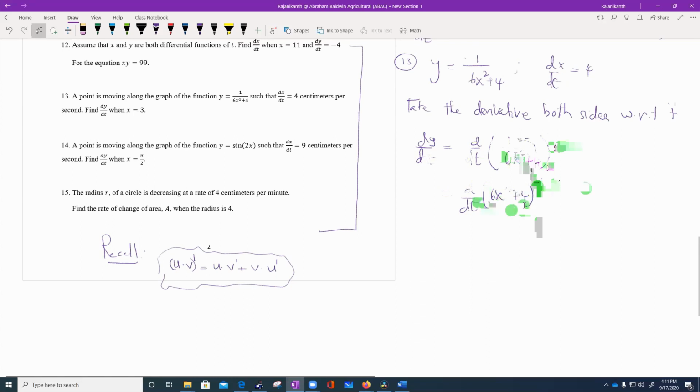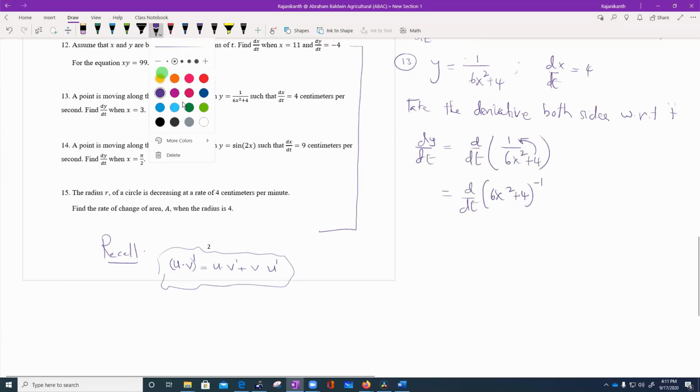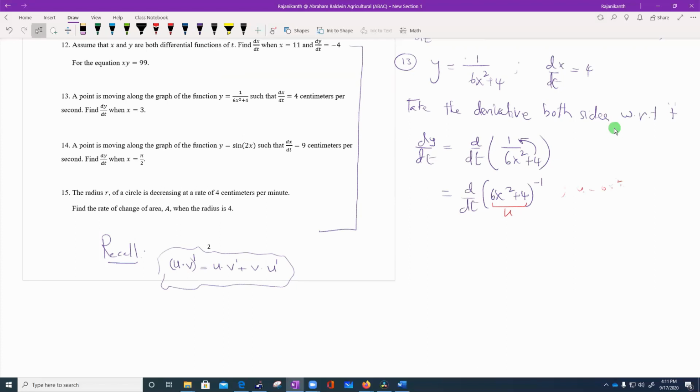Okay, remember, again, I'm going to use the chain rule. So I'm calling this u. So my u is here, 6x squared plus 4. That means u prime, which I need now with respect to t, right? So my u prime is here du over dt. So du over dt is simply now the derivative with respect to t. Again, you have to use one more chain rule inside. So this is 6 times the derivative of x squared with respect to t plus the derivative of 4 with respect to t, which is constant, which is 0.